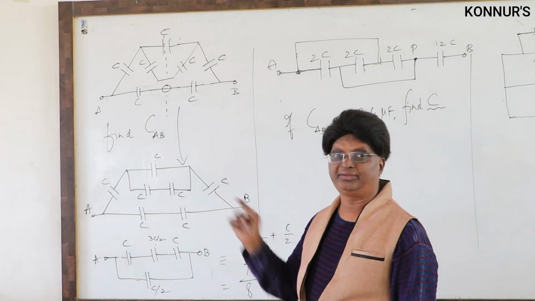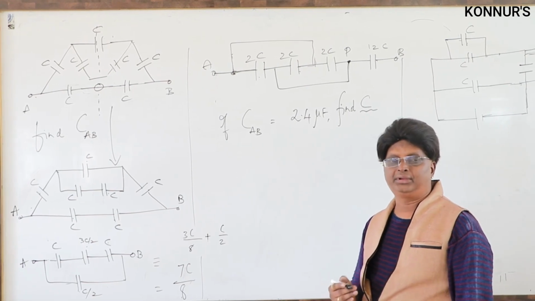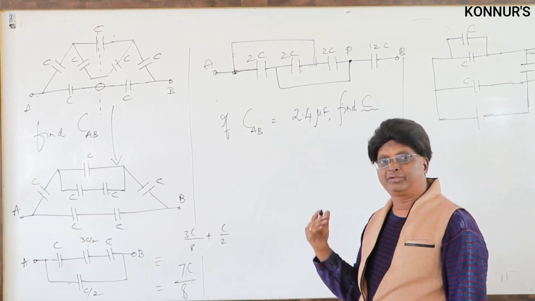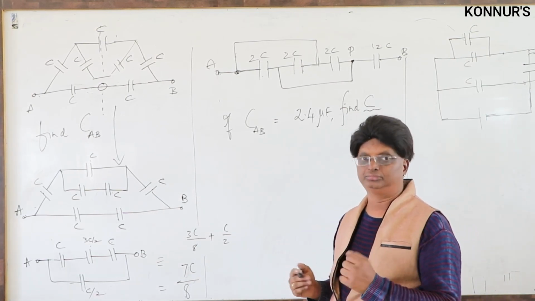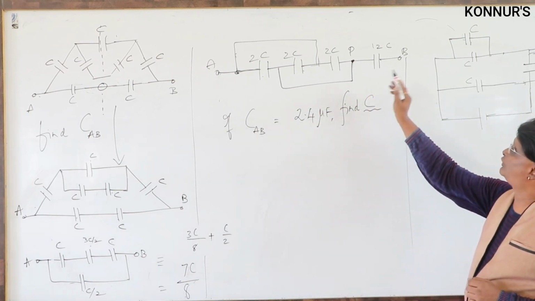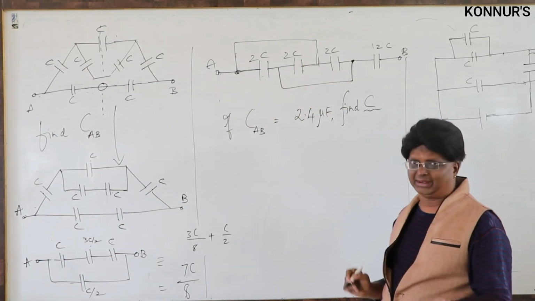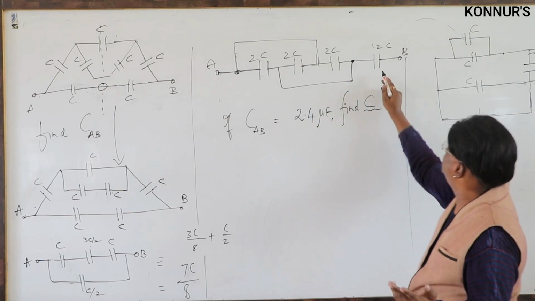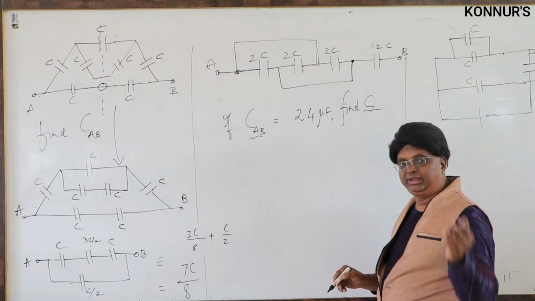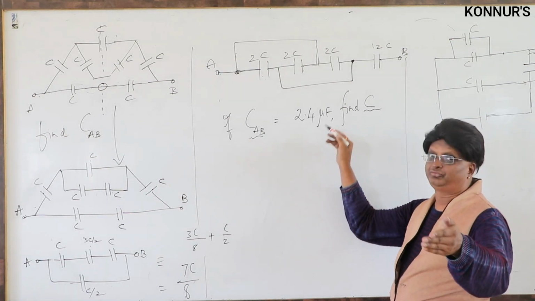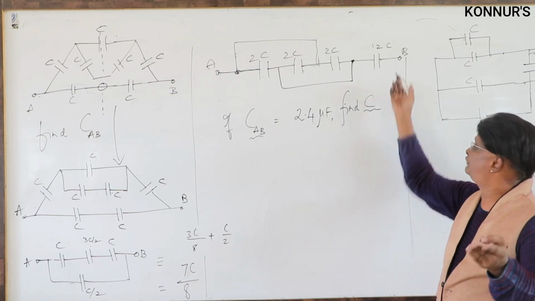So that is the system of symmetry, remember. The next example is also a very simple one, but it is called shorting, or short circuit. Such examples I will show you one or two. In this case, these are 4 capacitors that I have shown: 2C, 2C, 2C, identical, need not be any number, and this one is 12C. The question says the effective capacity CAB is 2.4 microfarad. Find the value of C, or find the value of 2C or 12C.